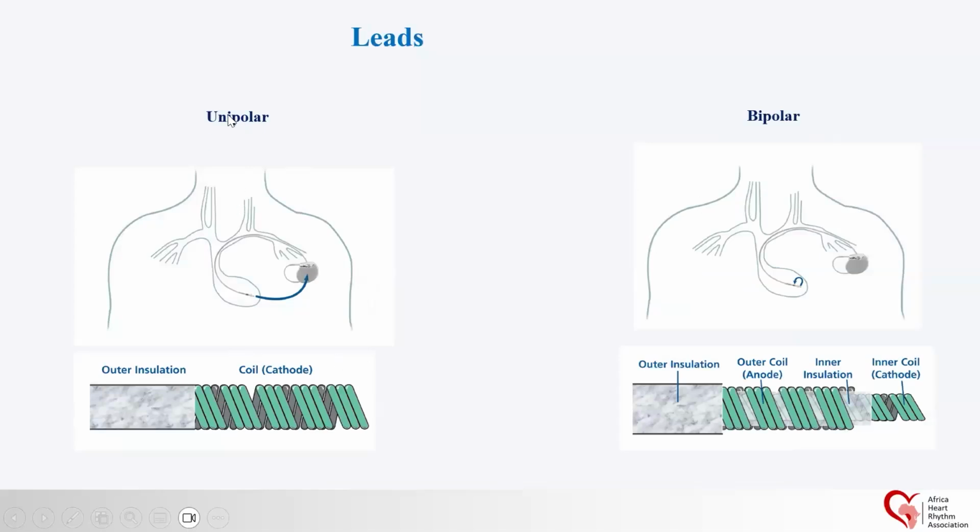When we talk about unipolar, that means we have one coil and only one electrode in the myocardium, and the battery will be the second electrode. For the bipolar lead, we have two coils, an anode coil and a cathode coil, and in this kind of lead we have the two electrodes in the heart. That means we have the anode and the cathode always in contact with the myocardium.